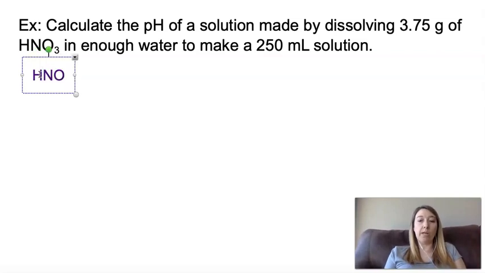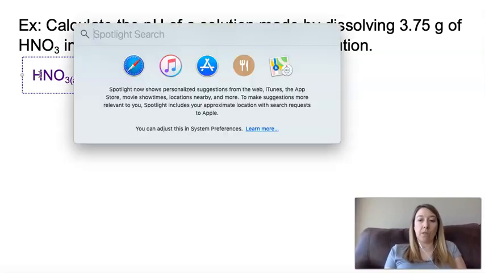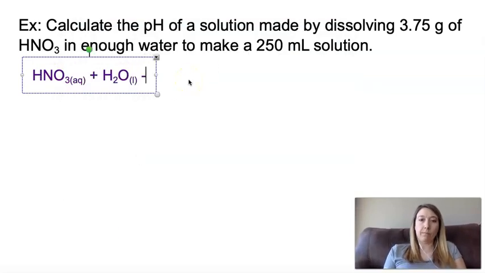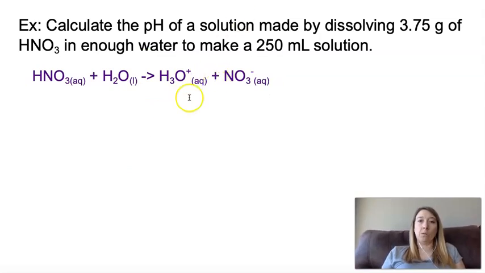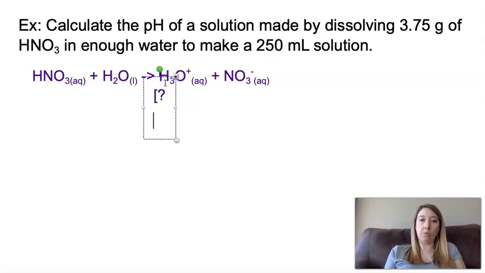So again, we're going to have to write that ionization equation to start off. So we're going to do the nitric acid plus the water. Okay, that's going to give us our hydronium plus our nitrate. Okay, so to be able to get pH, we need to figure this out, right? Right now, we don't know what this is, so we need to figure out what that is. Once we figure that out, then we can figure out what our pH is.